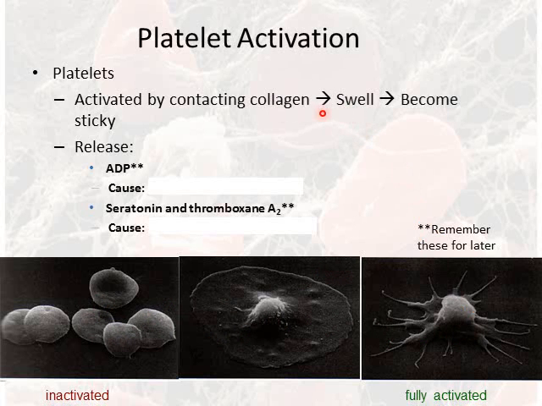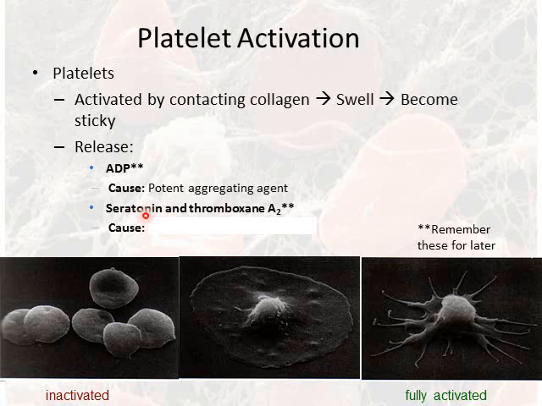Okay, so once they get activated, they swell and they get really sticky and they get these long arms sticking out. When they become activated, they release a couple chemicals. One chemical called ADP, adenosine diphosphate, causes other platelets to become activated and to come to the scene and aggregate in that area.